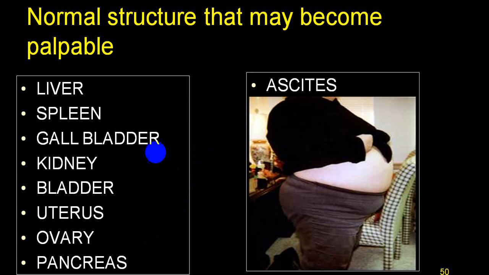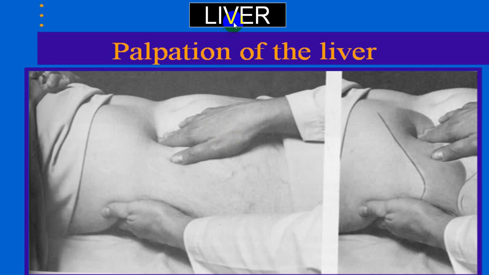Now normally during palpation for deeper structures, we will be palpating for liver, spleen, gallbladder, kidney, urinary bladder, uterus, ovary, pancreas, etc., and signs of ascites. This is palpation for liver: single hand method, bimanual method, hooking method. Three techniques.